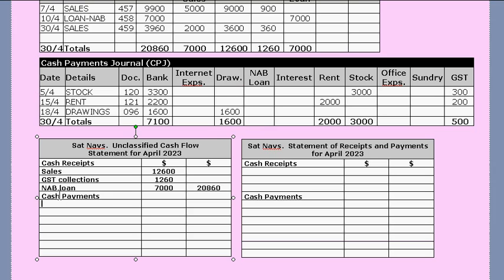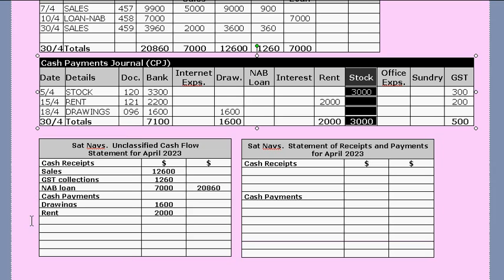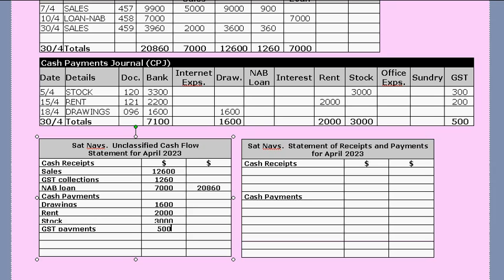Drawings 1600. So drawings 1600. We've got rent 2000 there. We've got stock 3000 there. And we've got the GST payments of $500. We add up the total there and it comes to 7100. That's the same figure as that one there, the total of the cash payments journal for the period.